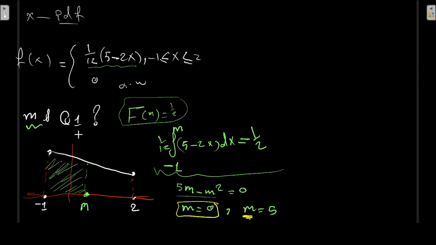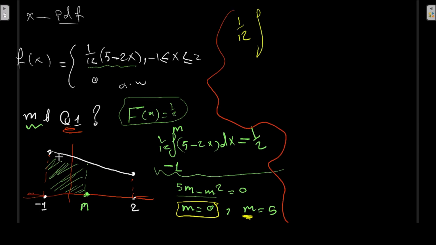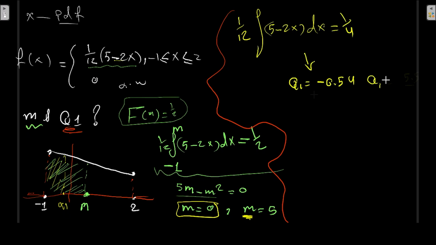How about the second question, getting the first quartile? Well, the concept is the same. Nothing should have changed. Quartile 1 should be somewhere around here, like 25%, right? So if this is Q1, for example, everything below this, the area is going to be 1/4. Now, obviously from the graph, I cannot choose Q1 to be this one, so it's going to be the second part, which is minus 0.54, which is this point here.